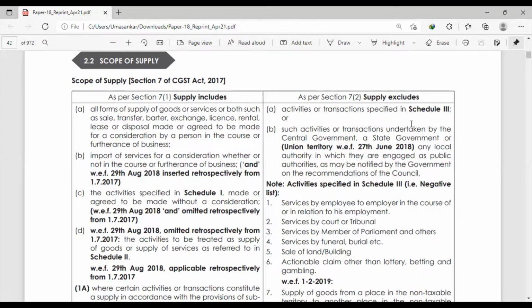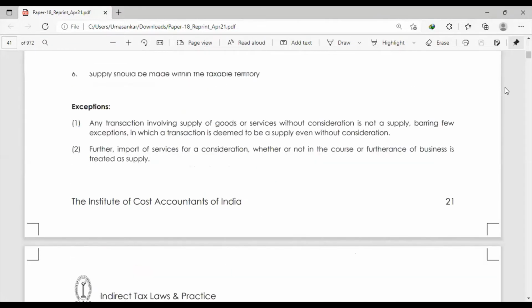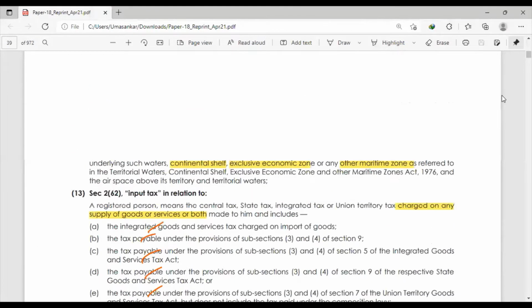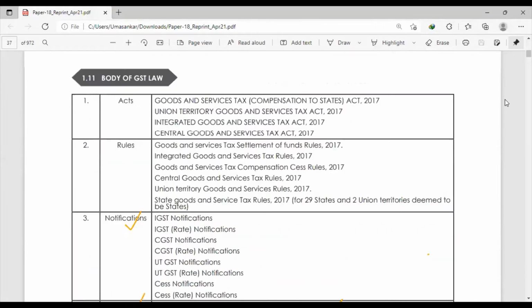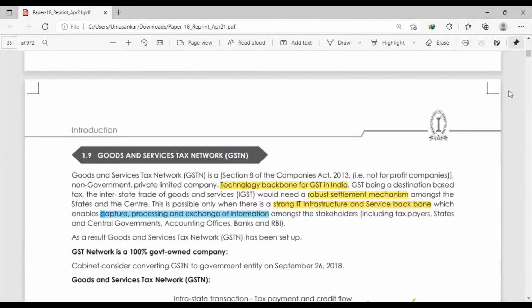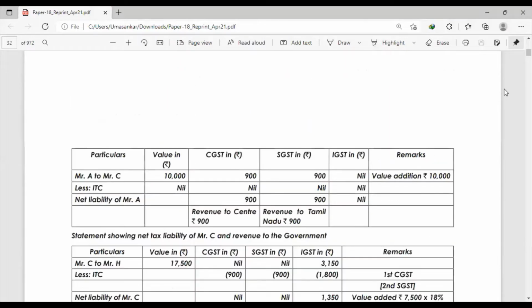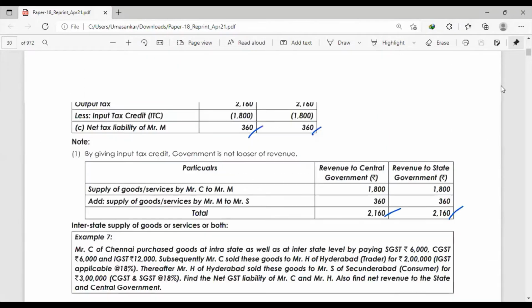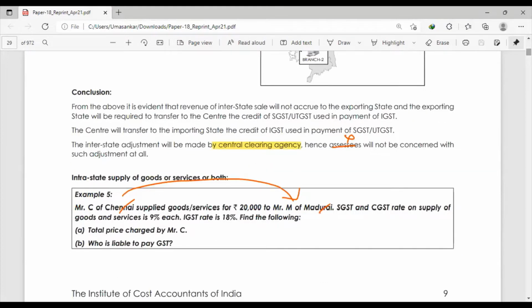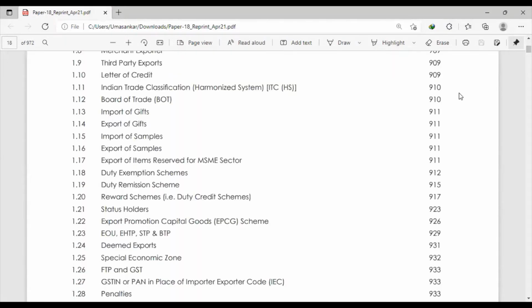Before that, I will give a recall of what we have already studied. We have already completed study note 1, from chapter 1. Under this, what we have studied, we are going to recall. So I will come to the first page.